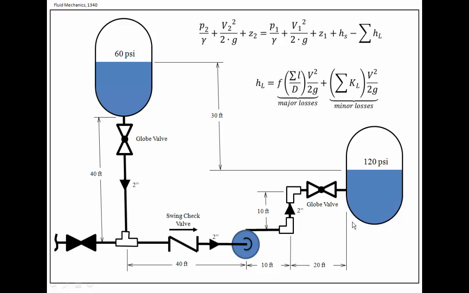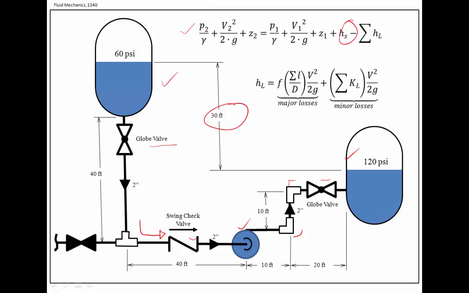It features a pump that's going to move water from one tank to another tank, starting at 60 psi and going to 120 psi. It goes through a globe valve, then through a branch T right here, then through a check valve, through the pump itself, through a couple elbows, through a globe valve, and there's a distance of 30 feet between the surfaces. We're going to use this version of the Bernoulli equation.